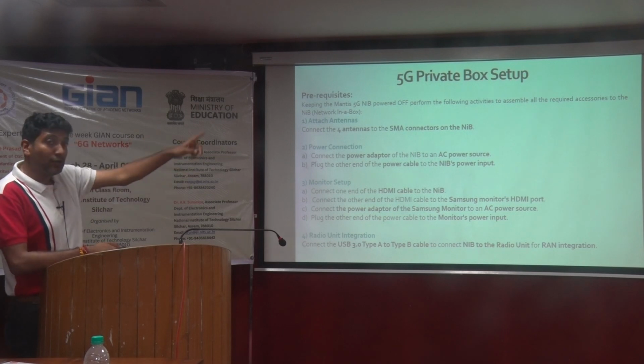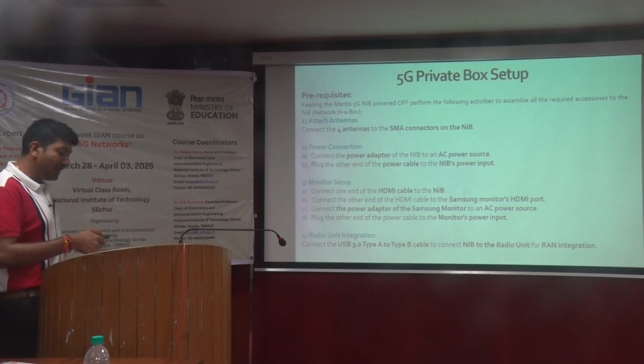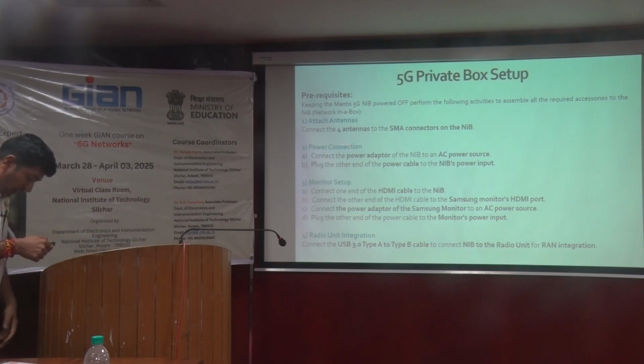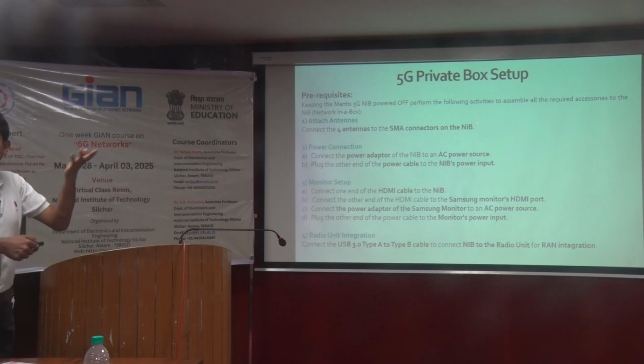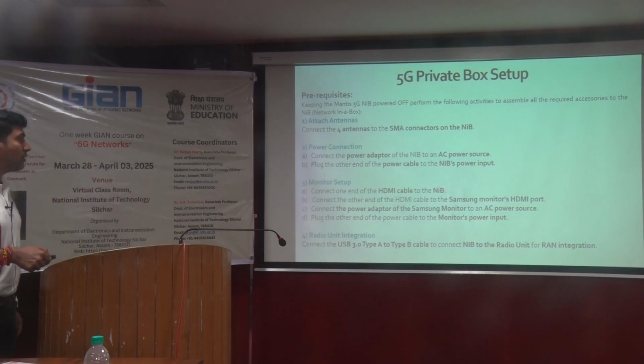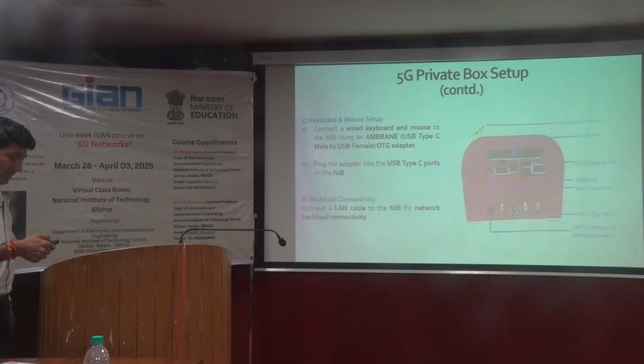So you have those 4 antennas, 2 transmitters, 2 receivers. You connect those power adapters. Then obviously the power connection, you have to connect it, otherwise there will be no communication. Then you also connect the monitor. I'm not going into details on this. Then you are integrating them, connecting them. So this is how your 5G radio setup looks like.